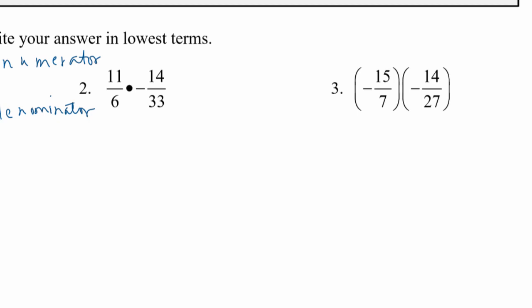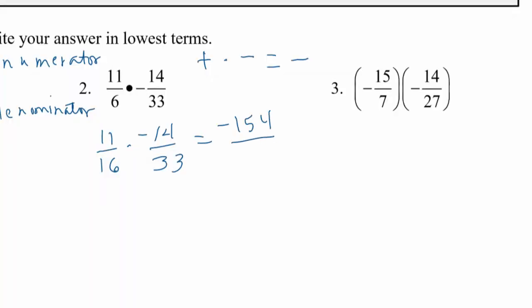And first of all, let's talk about the sign. Again, we're going to remember that when we multiply together a positive number times a negative number, your answer is going to be negative. So this answer is going to be a negative number. And we could multiply straight across. 11 times negative 14, which would be a negative 154. And then we can multiply the 6 times the 33, which is 528. And then we would need to reduce this fraction further by finding common factors.